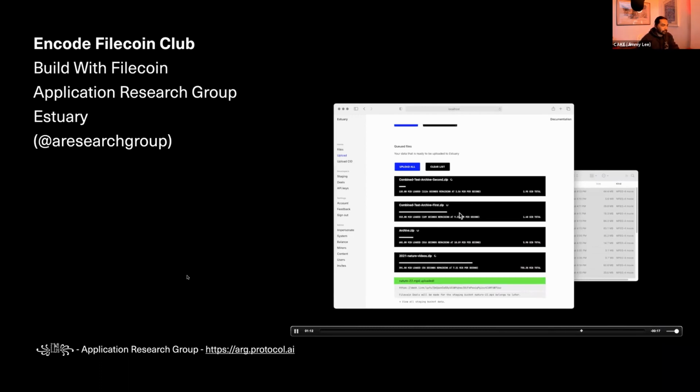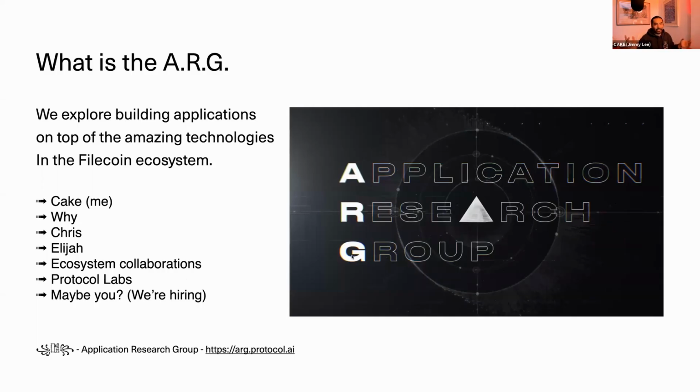And so what is the ARG, this Application Research Group? I go by the nickname Cake. You can find me in the Filecoin Slack. We're led by someone who helped build a lot of key components of Filecoin, Lotus, IPFS, libp2p, etc. Chris Waring is working on something called Origin, which is really cool. I'll get into that later. Elijah is our newest hire. Kid's a genius. Really love having him on the team.